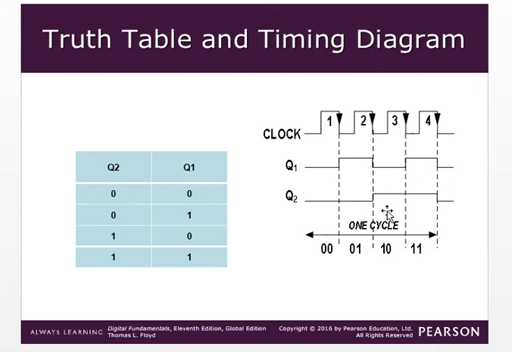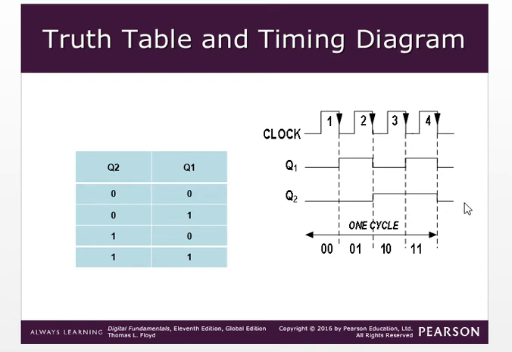So at each falling edge, the toggle mode happens. Initially it is 0. This is the first falling edge toggle, that means 0 becomes 1, and this is the second negative edge. So here again 1 becomes 0. Since here it is 2 hertz, it will become 1 hertz.